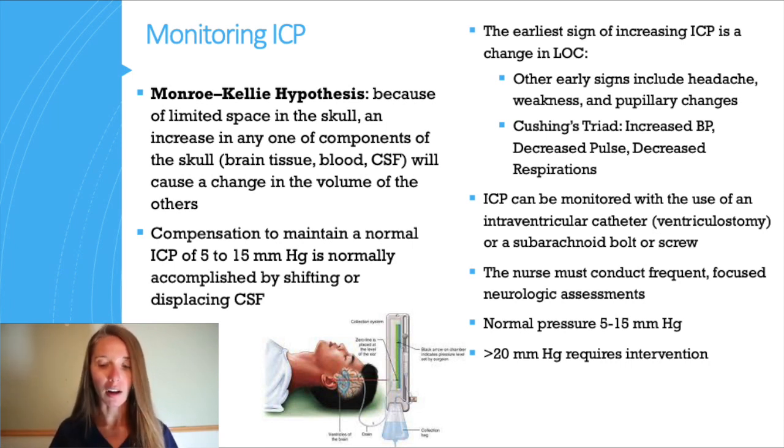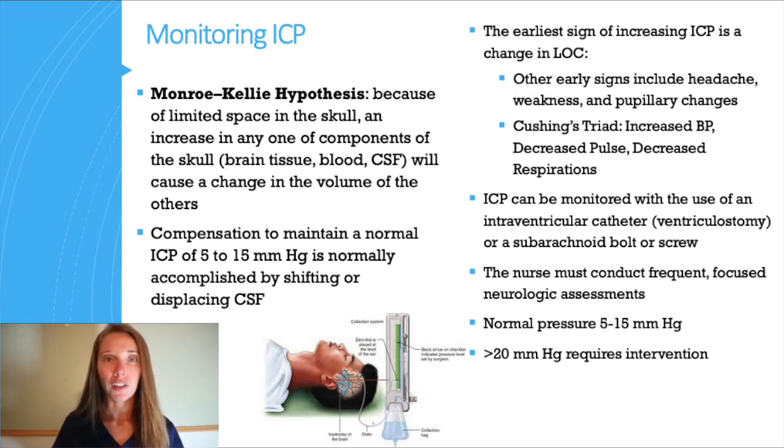And we will make sure that our ICP maintains between 5 and 15 millimeters of mercury. Anything greater than 20 requires intervention. Okay, we need to relieve that increased intracranial pressure. Be attuned to those signs of increasing ICP that we mentioned before, predominantly a change in your level of consciousness, along with a headache, weakness, pupillary changes. That's why your continued assessment is so important, your ongoing assessment of your patient, as well as Cushing's triad, which we mentioned before, was increased blood pressure, decreased pulse, and decreased respiration. It's a very ominous sign.